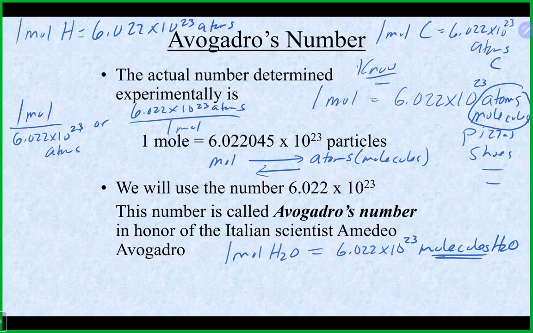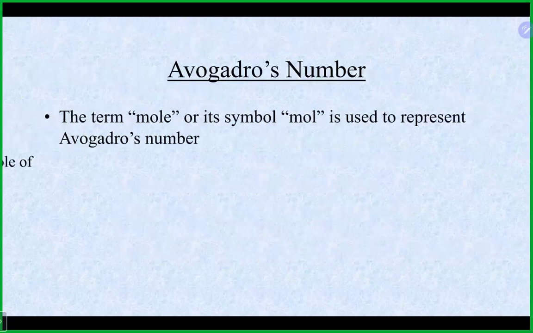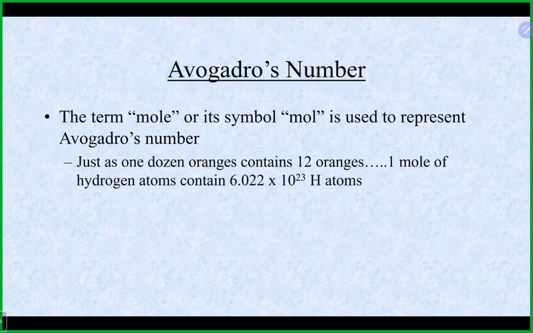Any questions on that there? Okay. So as I mentioned, the mole represents 6.022 times 10 to the 23. And again, just like if you had a dozen of something, a dozen oranges, you would know you have 12 oranges.